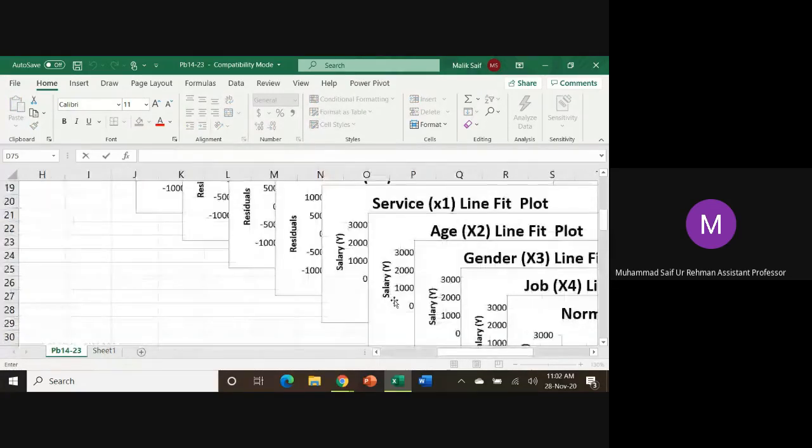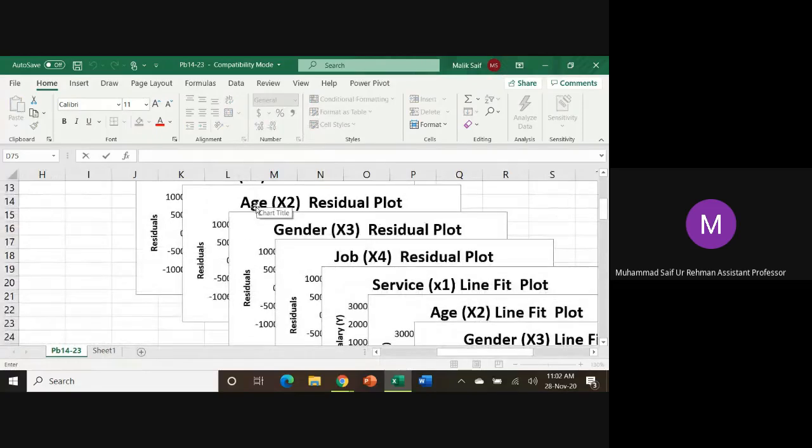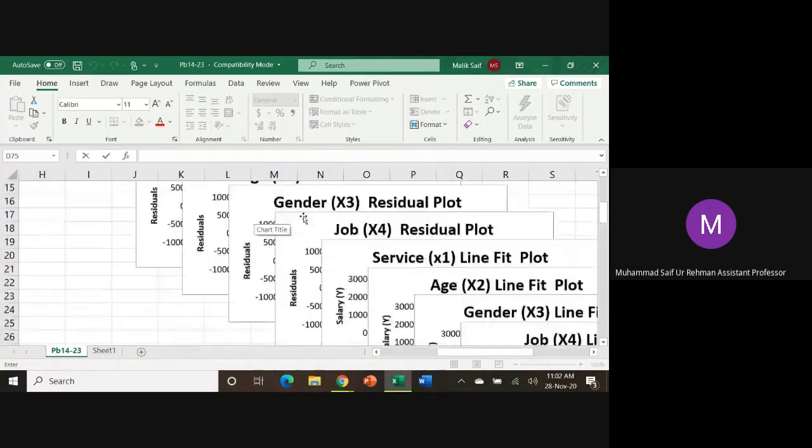Where are the graphs? These are the graphs. Residual plot.